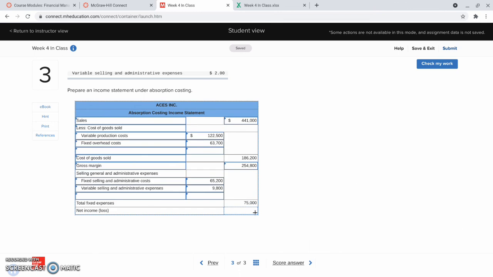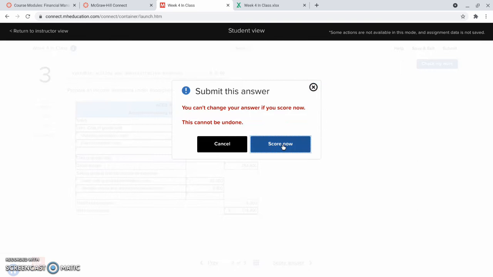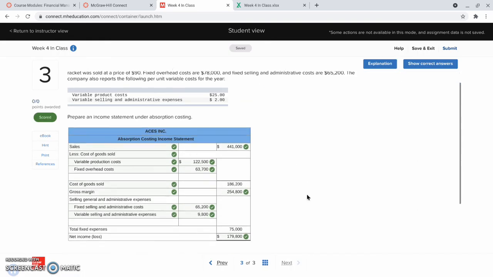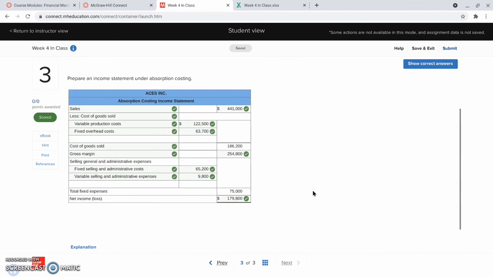That gives us net income of 179,800. So as you can see, it's the exact same numbers, just in a different order. Let's see if I did a good job labeling everything. All green this time.